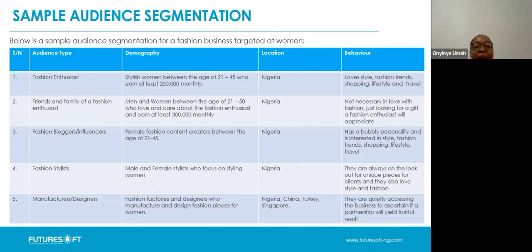If you go to demography, I have segmented them by age and monthly income, because I think that for a fashion business, age comes into play because of style. Different age brackets, different generations of people dress differently, like different things, and the material and style that they choose for fashion items will differ. There's also monthly income, depending on the sort of brand that you run. If you run a luxury brand, the monthly income might need to go up a bit.